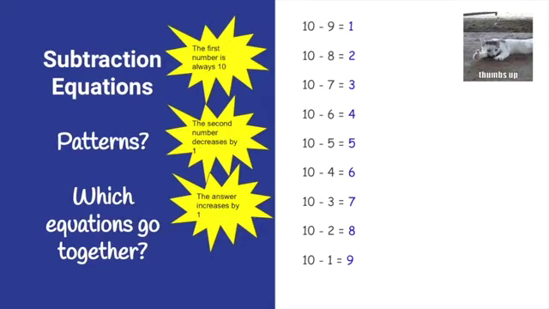Well, the first number, it's always 10. That first number is always 10. I noticed that. The second number decreases by 1. 9, 8, 7, 6, 5, 4, 3, 2, 1. That subtraction sign is decreasing by 1. And then the answer over here, it increases by 1. You guys see that? I wonder if it's a coincidence or not.